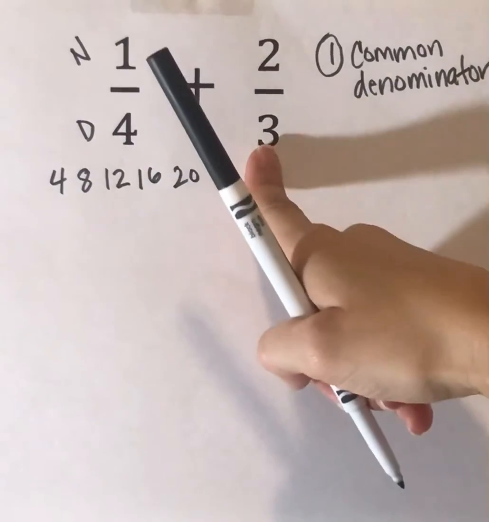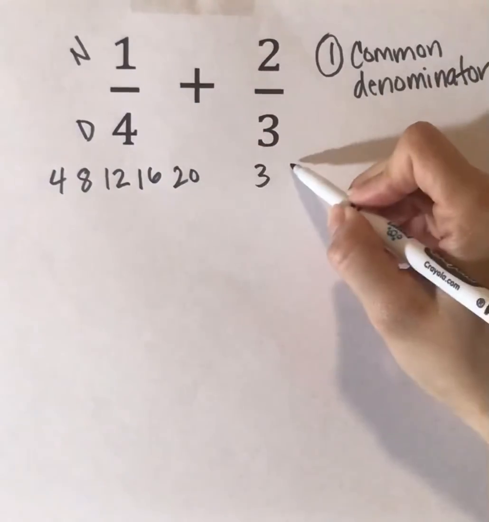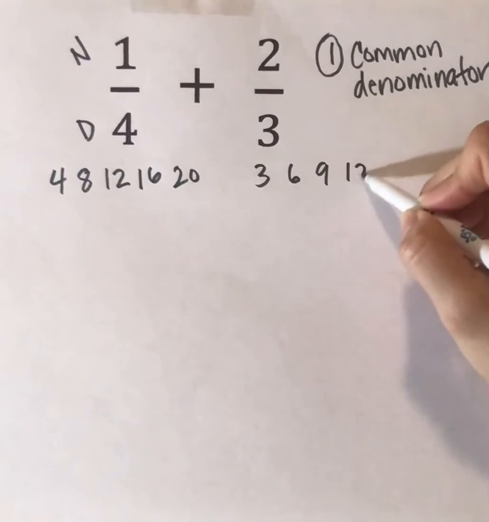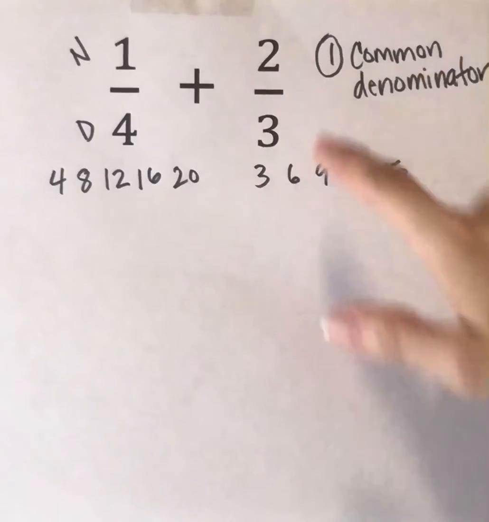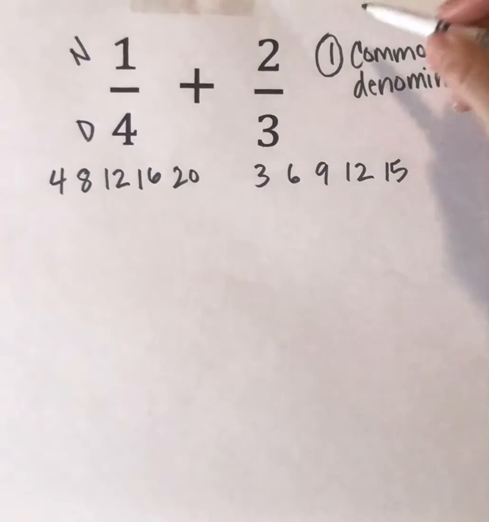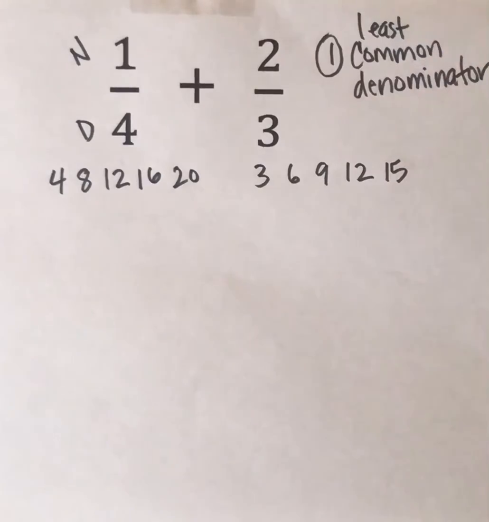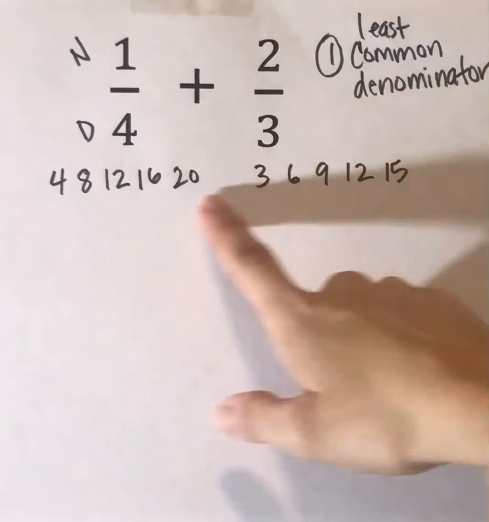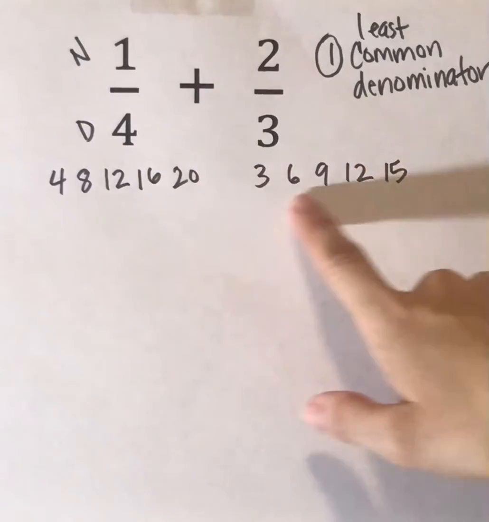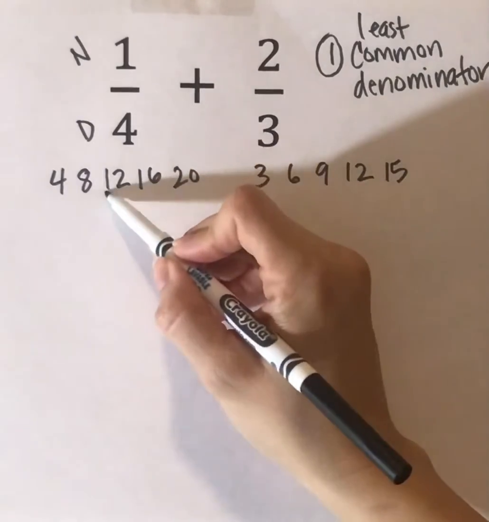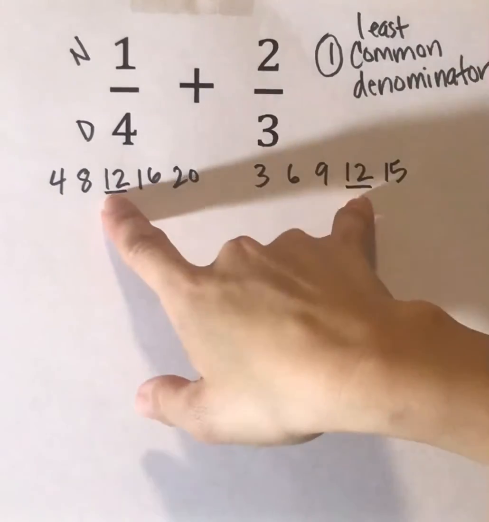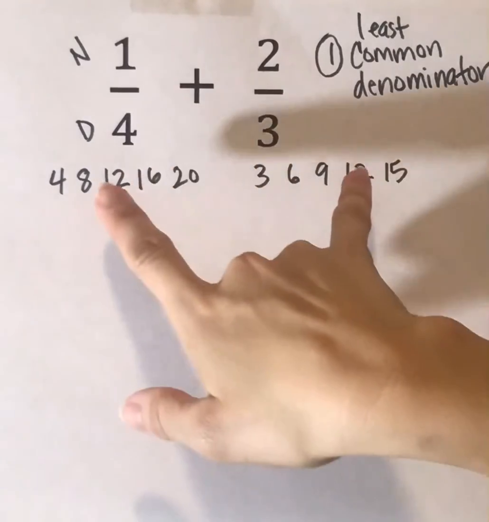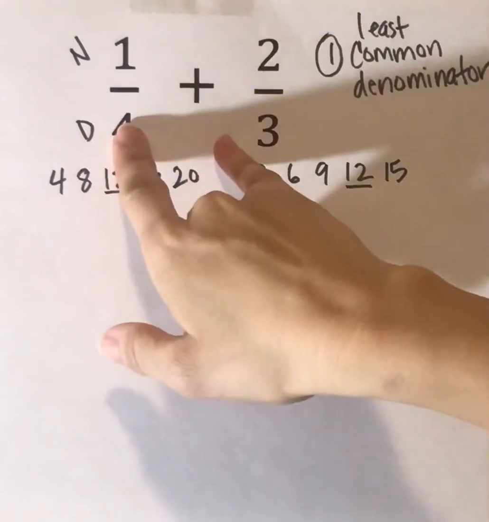And then we're going to think about the multiples of 3. So 3, 6, 9, 12, 15. Okay? So we need to find a common denominator, and we always want to try to find what we call the least common denominator. I'm going to look for something that goes into both that shows up first. So you see 12 shows up for both. We call that number the least common denominator.